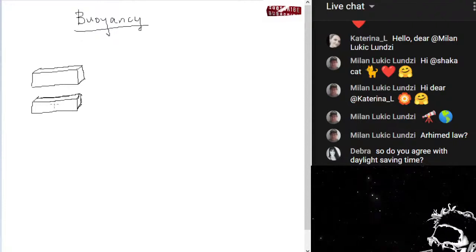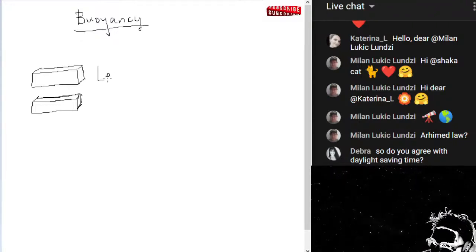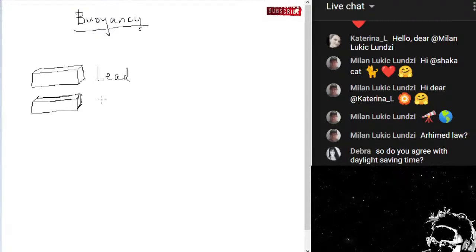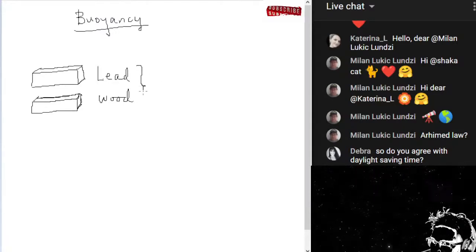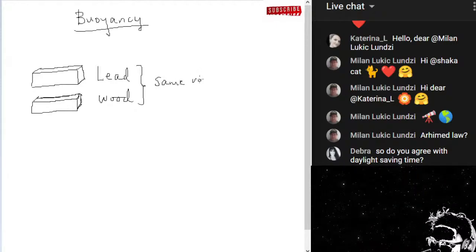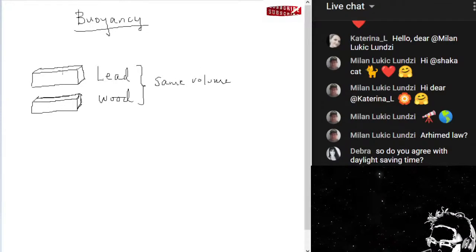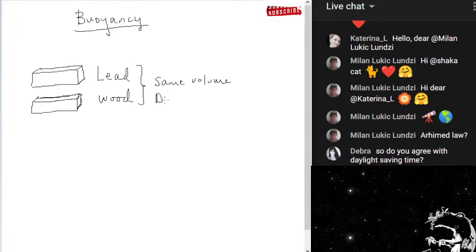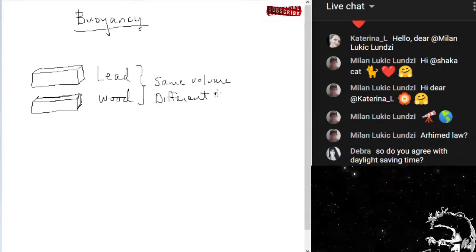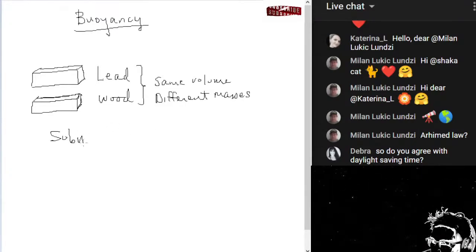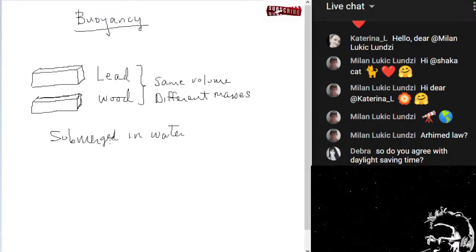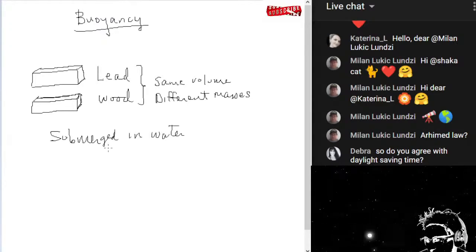All right, so let's say I have two of these bricks. One is a brick of lead, and one is a brick of wood, and they're the same volume, and they're put in water. Same volume. But you know the masses are going to be different, right? Different masses. And they're submerged underwater. Which one is going to have a stronger buoyant force on it?